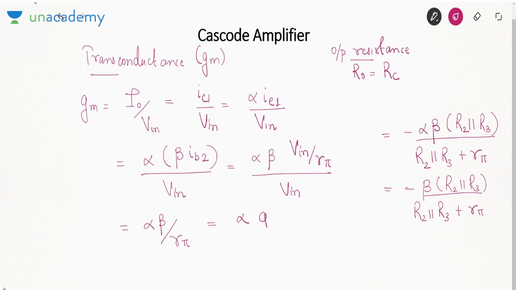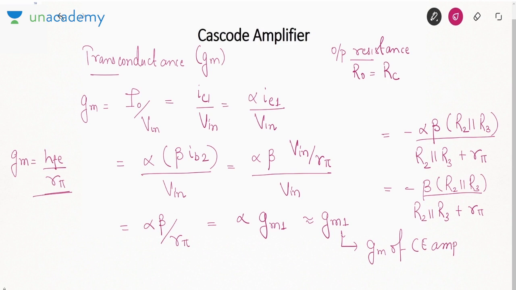So it is alpha beta over R pi. That means alpha into GM1. Beta over R pi is actually GM1. Since alpha is approximately equal to 1, this will be equal to GM1. Remember, transconductance is nothing but hfe over R pi, that is beta over R pi. So the transconductance is approximately equal to the transconductance of the first stage, the common emitter amplifier. That is the GM of the common emitter amplifier, your first stage.